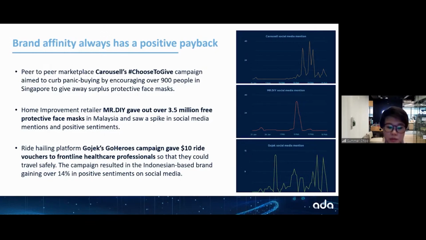In Singapore, there were a lot of people doing panic buying and hoarding protective face masks. And Carousell decided to do a Choose to Give campaign, asking the public, the community, to contribute to a greater cause. If you look on the right-hand side, you'll see that the positive social mentions of them have gone up and sustained across a period of time, versus Mr. DIY who did a one-off giveaway. So always remember, during this period of time, humanity makes a difference and brand affinity will always have a positive payback post-COVID.